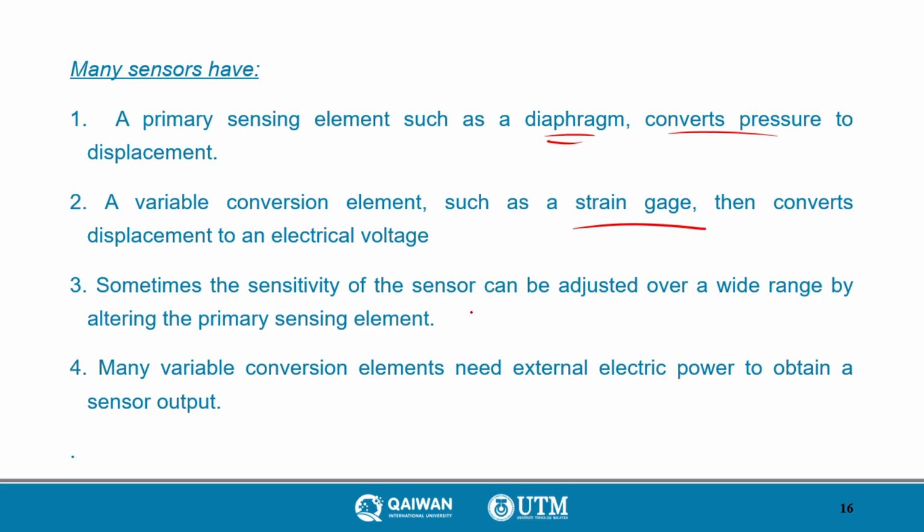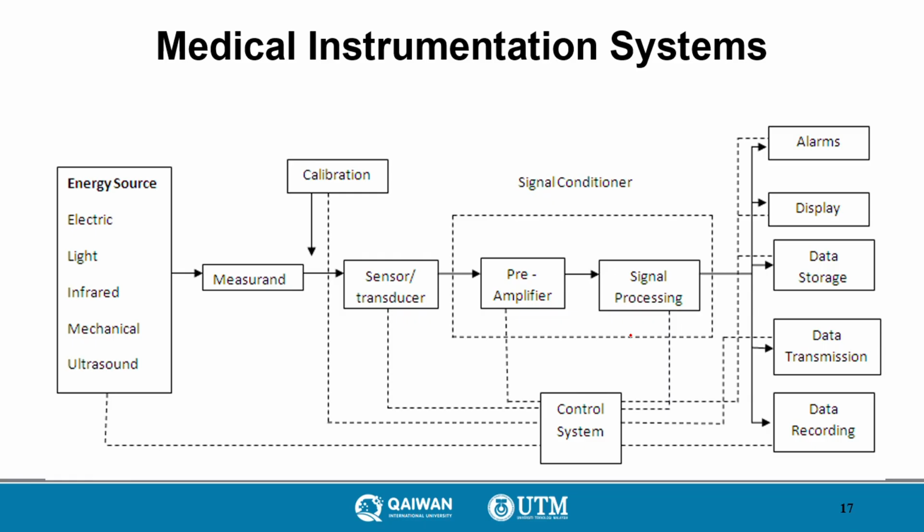Sometimes the sensitivity of the sensor can be adjusted over a wide range by altering the primary sensing elements, and many variable conversion elements need external electrical power to obtain a sensor output. We will check this point in the next slides.